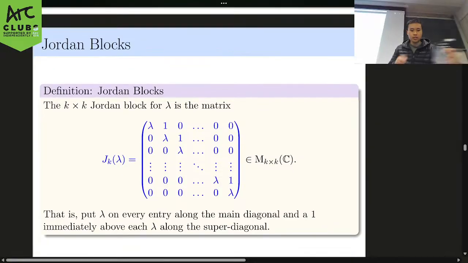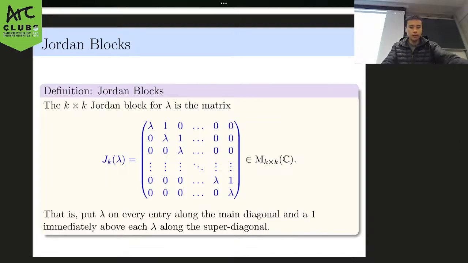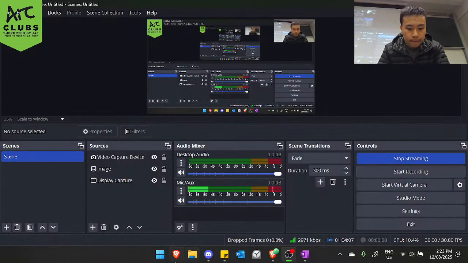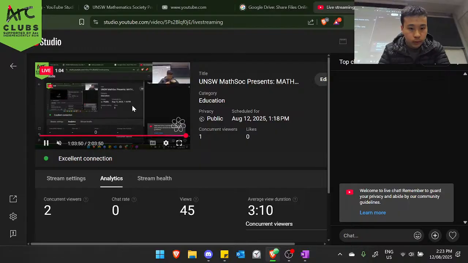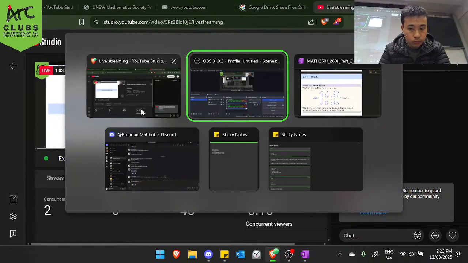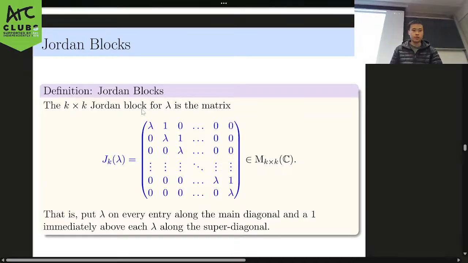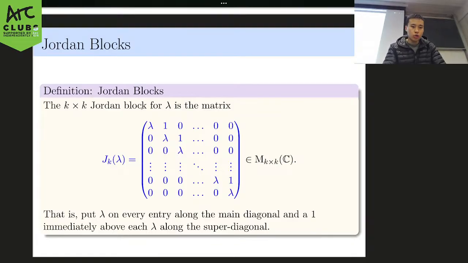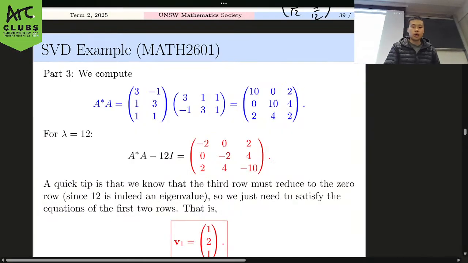Jordan form. So, Jordan blocks. Basically, a Jordan block represents a diagonal matrix, except you have a bunch of ones above the diagonal, so it's the superdiagonal.